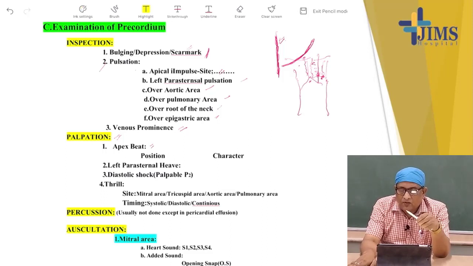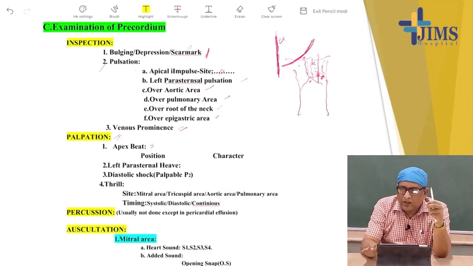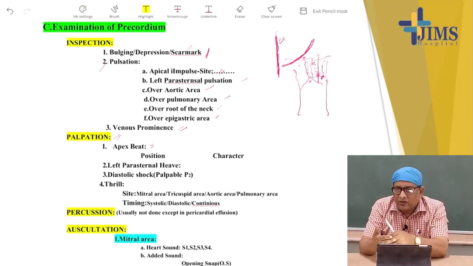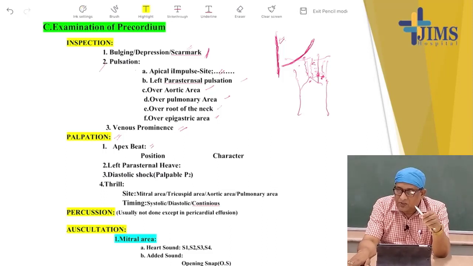During this palpation, we may sometimes find some sensation under the palm. It is just like if you keep your hand over a cat on your lap, there is some sort of sensation under your palm. This sort of sensation we call a thrill. This is a representation of a murmur, a palpable murmur. So, where is it present, whether in the mitral area, tricuspid area, aortic area or pulmonary area, and whether it is systolic, diastolic, or containing both systole and diastole, that is continuous. This is important.